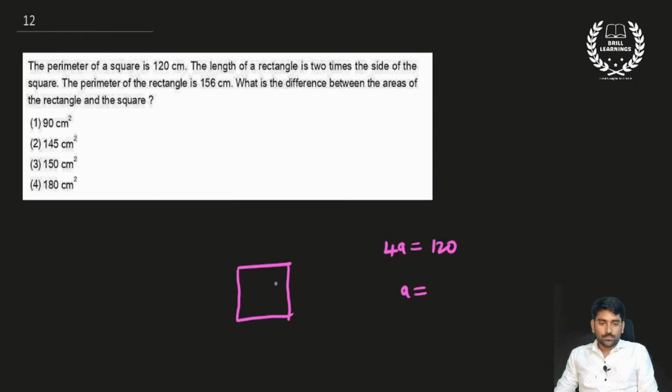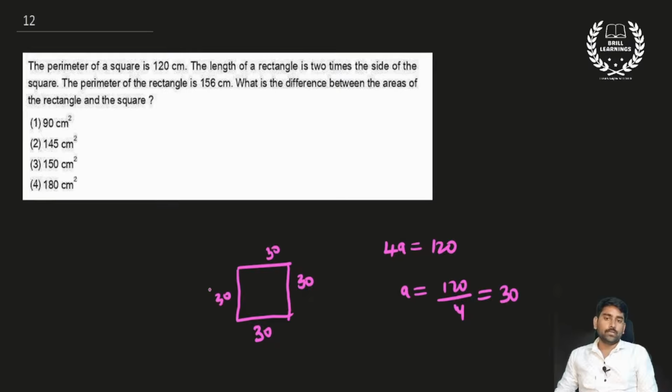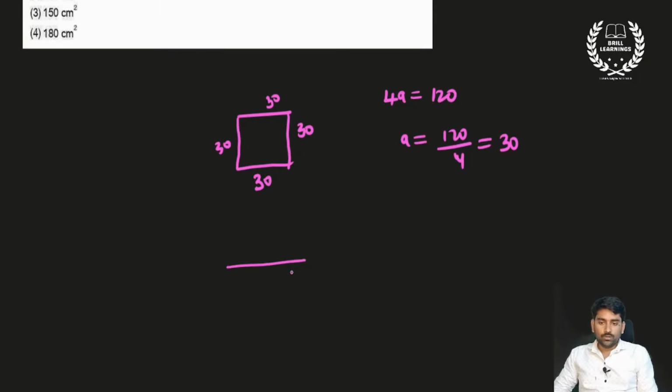From this we can get the side of a square. So 120 by 4, you will get 30 as side. That means 30, 30, 30, and 30. Now they have given a relation between the length of the rectangle and the side of a square. Here the length of the rectangle is 2 times the side of a square. Write a rectangle here. Side here is 30 centimeter. Now 2 times, that means 60 here, 60 here.